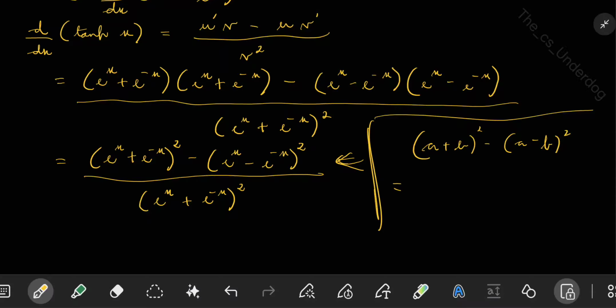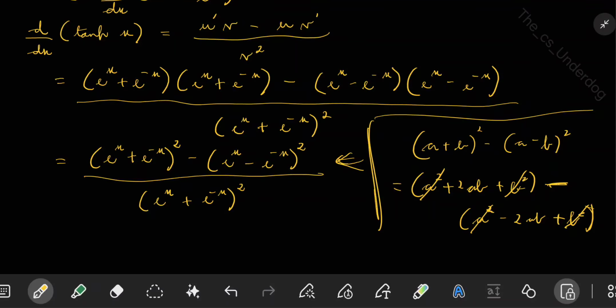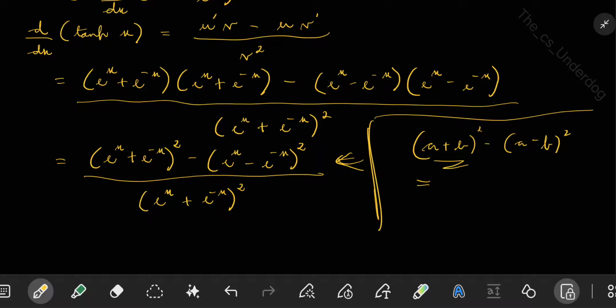If you simply solve this, what you will get is, this part will be a square plus 2ab plus b square, minus the other part, which will be a square minus 2ab plus b square. Then this a square and this a square cancel out because there is a minus here. This b square and this b square cancel out for the same reason. 2ab minus 2ab becomes 4ab. So effectively, (a plus b) whole square minus (a minus b) whole square, the final answer is 4ab. So instead of writing this, you can simply write it in 4ab form.